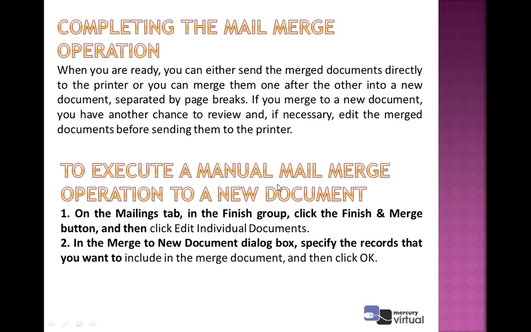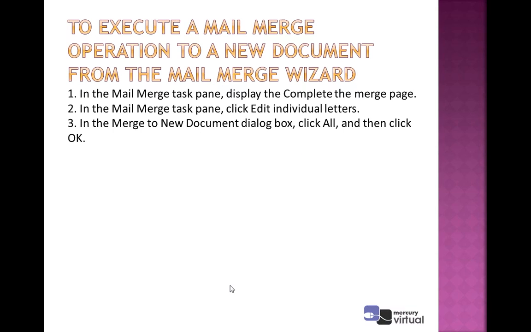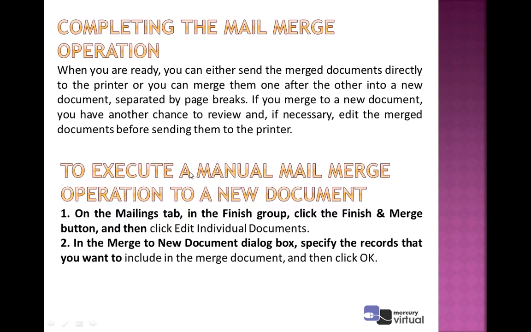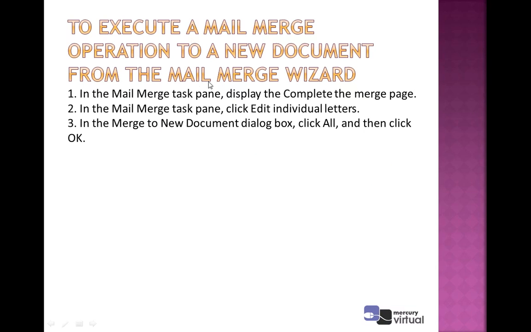How to execute a manual mail merge operation to a new document? On the mailings tab in the finish group, click the finish and merge button and then click edit individual documents. In the merge to new document dialog box, specify the records that you want to include in the merge document and then press the OK button. Then how to execute a mail merge operation to a new document from the mail merge wizard. So this is how you can execute the manual mail merge operation.